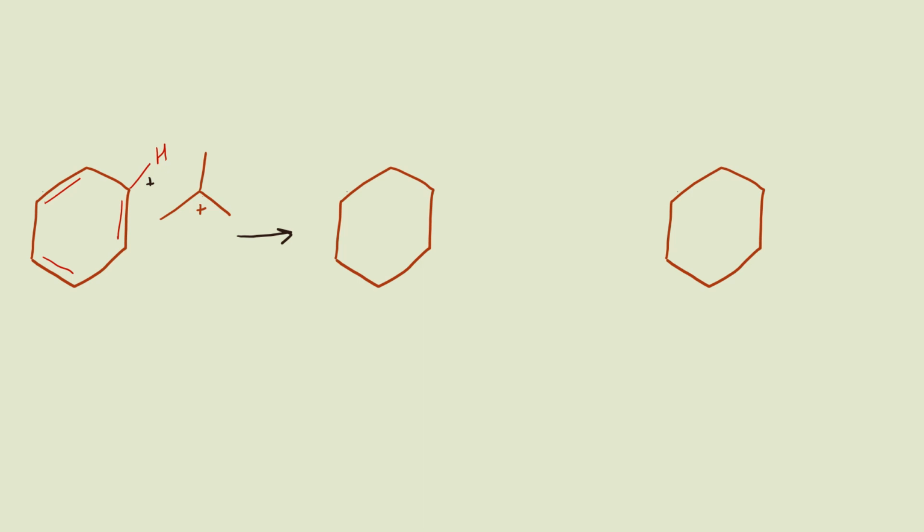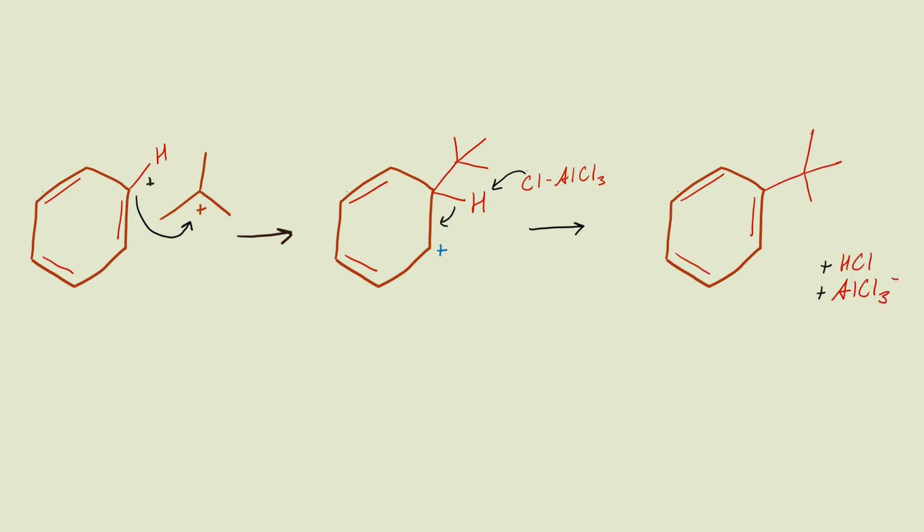Let's do the actual mechanism. Now that our electrophile is made, it adds onto the ring. The electrons in this CH bond swing down to get rid of the positive charge, leaving the hydrogen to be taken up by this chlorine over here. The molecule with the chlorine is the byproduct from when we made the electrophile. This gives us our HCl, reformed catalyst, and final product.